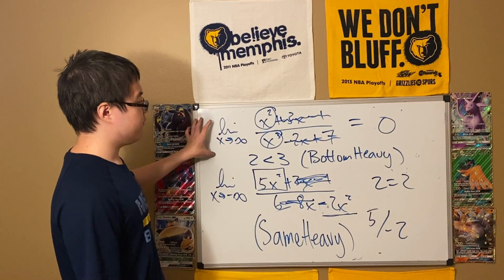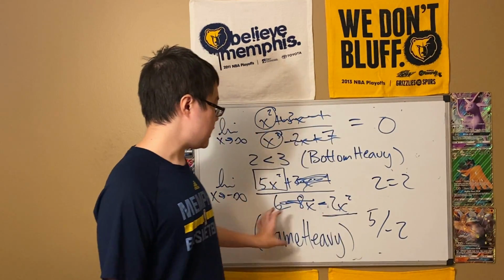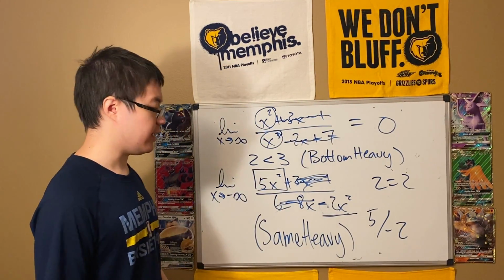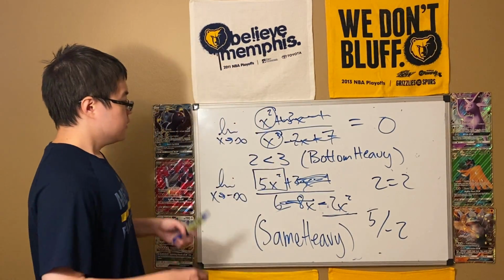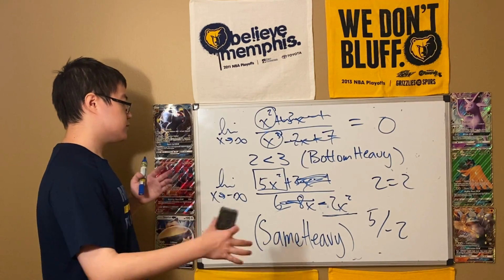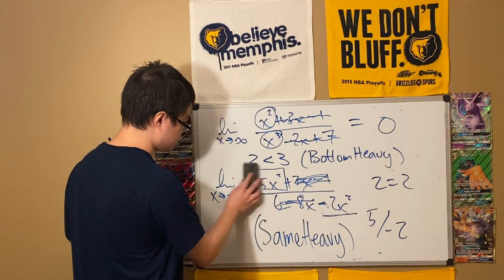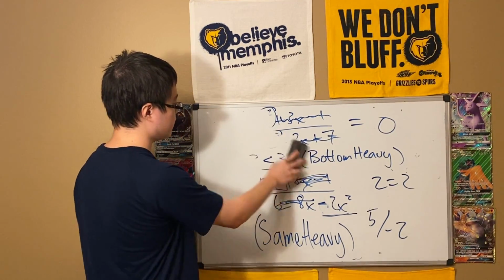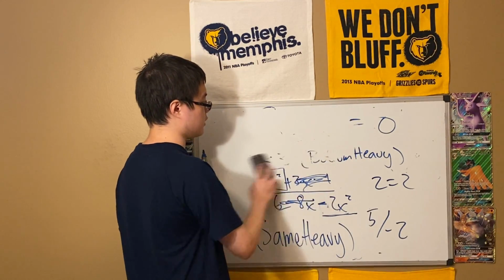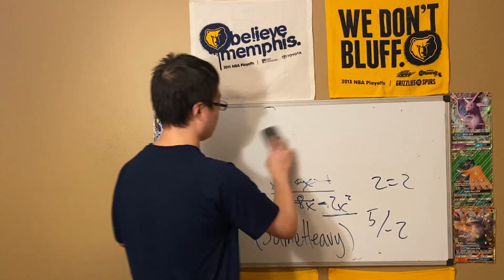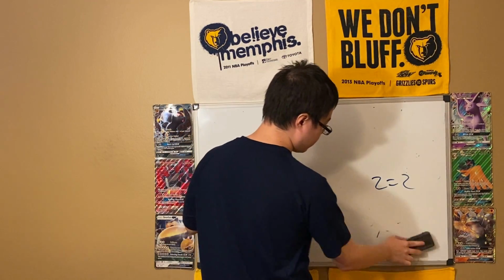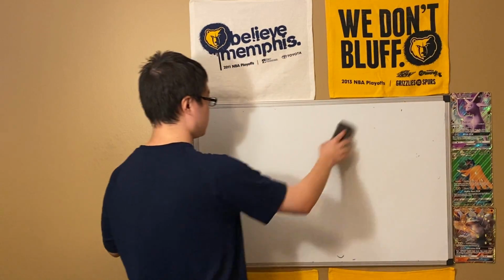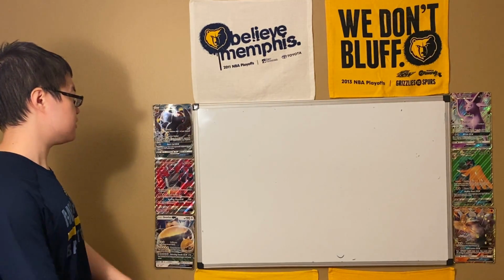So remember, bottom heavy, always the answer is 0. Same heavy, if your powers are the same, that means that your answer is the ratio of the leading coefficients. So this might be too easy. Let's try to do a harder question. Let's try to challenge our brains, because every once in a while we should challenge our brains. So in my opinion, the hardest one is top heavy. Spoiler alert. The next one will be top heavy. Let's just see it in action. So let's do a top heavy question.